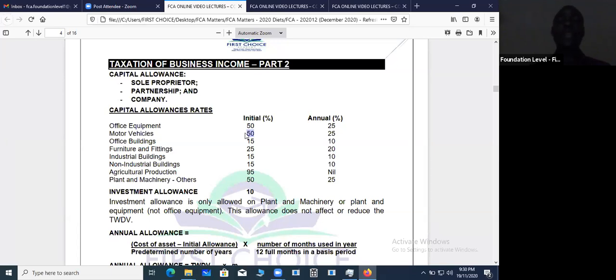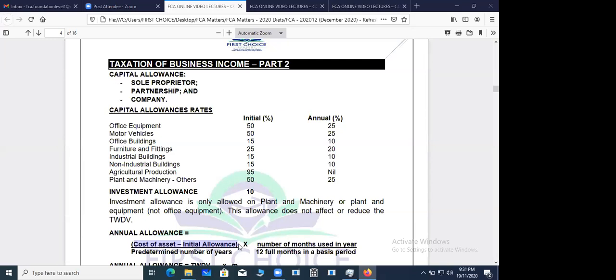Now, after you've claimed your initial allowance, then you can claim your annual allowance. So how does annual allowance work? Annual allowance, like the formula here shows, is the cost of the asset minus the initial allowance.